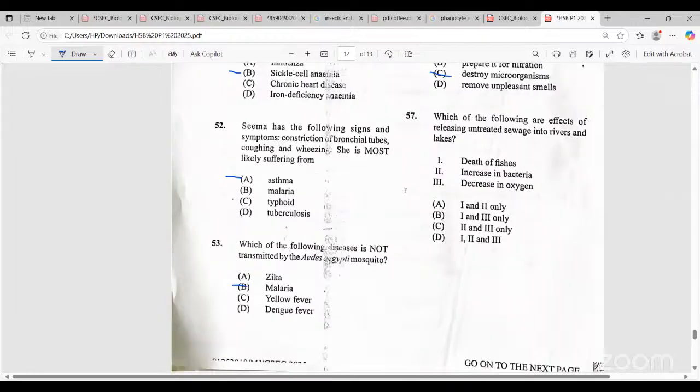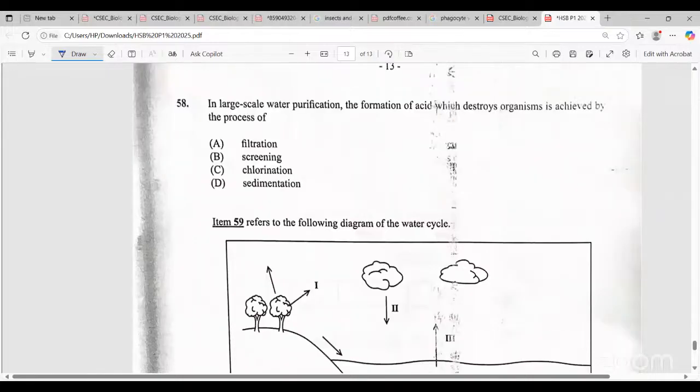57, which of the following are effects of releasing untreated sewage into rivers and lakes? So we said that it kills the fishes, yes. Increases bacteria, yes. And those same bacteria start to breathe in the oxygen. So D is correct. All right, 58. In large scale water purification, formation of acid which destroys organisms is achieved by the process of chlorination.